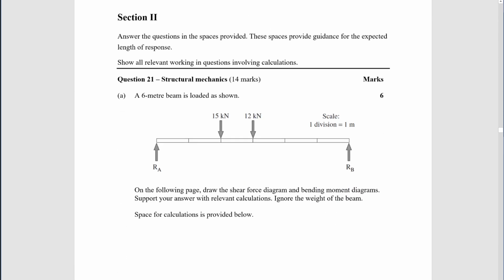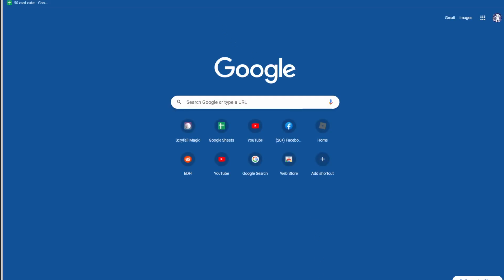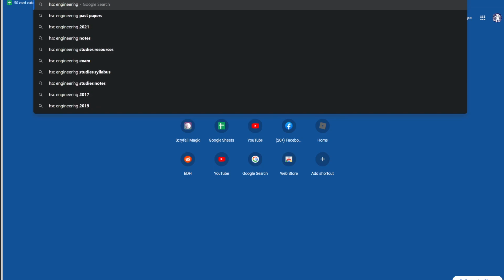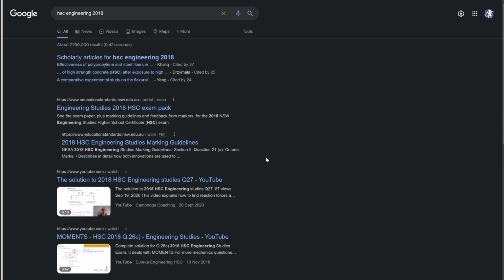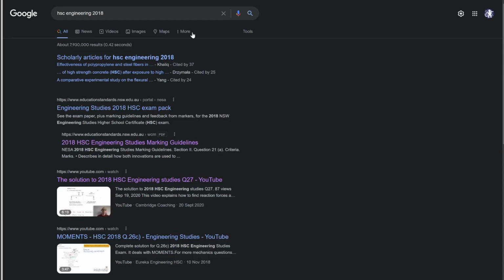Okay, so moving on, this I think I've taken just straight out of the HSC, the previous year's HSC. So let's see if I can find that. Yeah, I can see. As a matter of fact, I can see someone solving this question. Cambridge coaching.